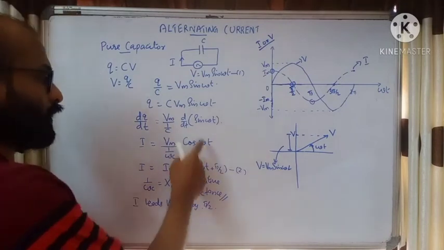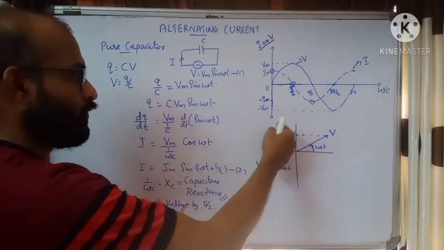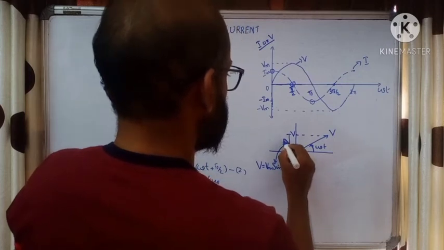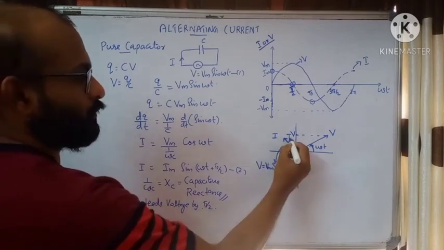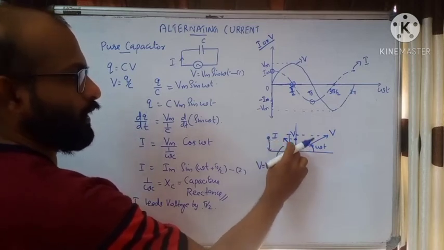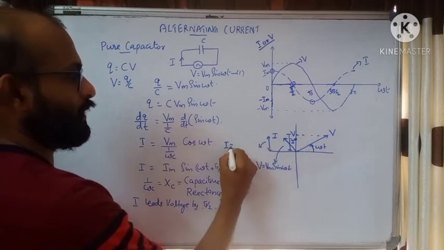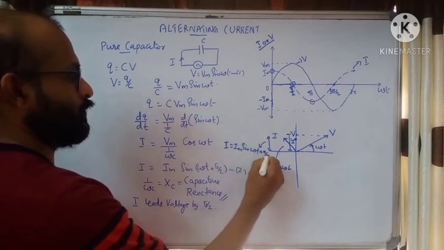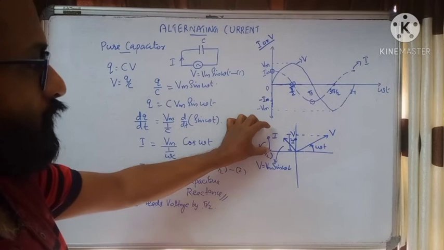Now, what about the current? Current is leading by pi by 2. It is rotating in the anti-clockwise direction, so we need to take pi by 2 in the forward direction. Now we can draw somewhere here. This will be the vector corresponding to current. Here also we will make the projection. This projection from here to here will be the current. What is the equation of current? Current I is equal to Im sin omega t plus pi by 2. So this length represents current and this is the voltage.